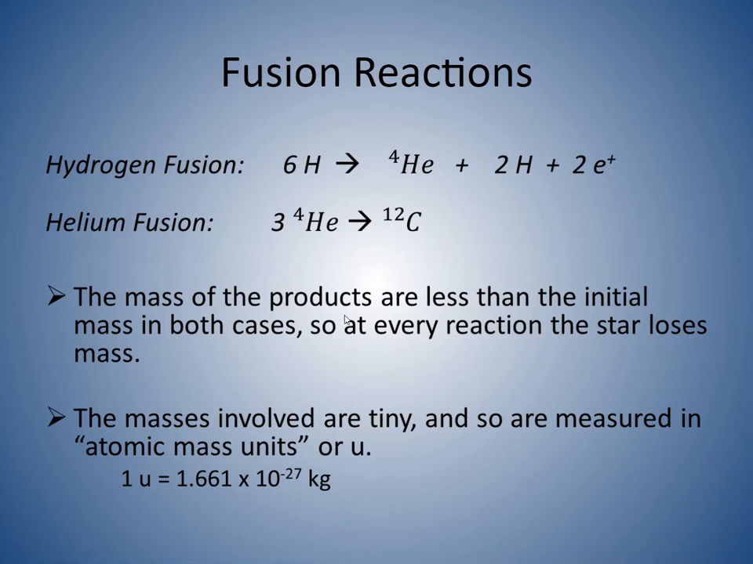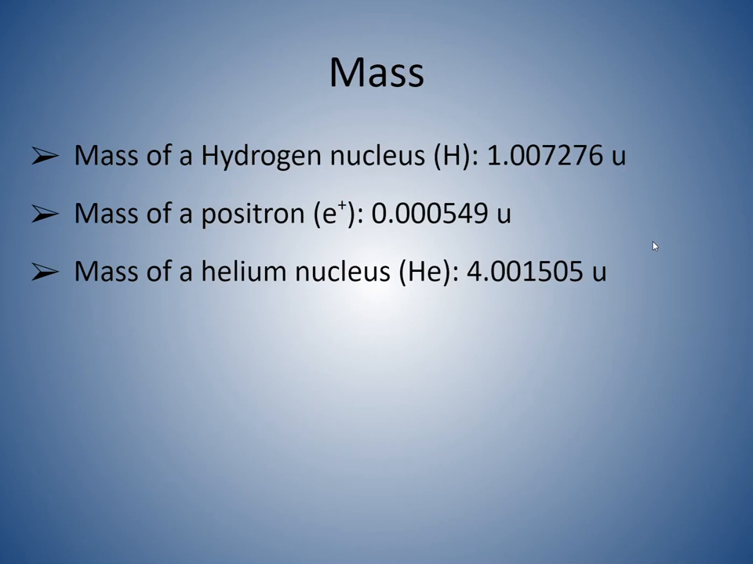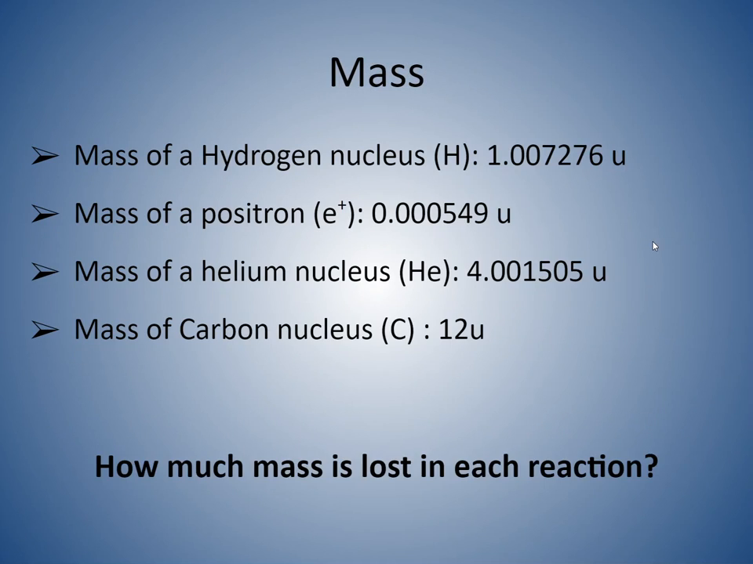Okay, so what happens is that the mass of the products is less than the initial mass on this side in both cases. So in every one of these reactions, mass is being lost. This is not something I want you all to be able to do, but it's just something we want to look at real fast.